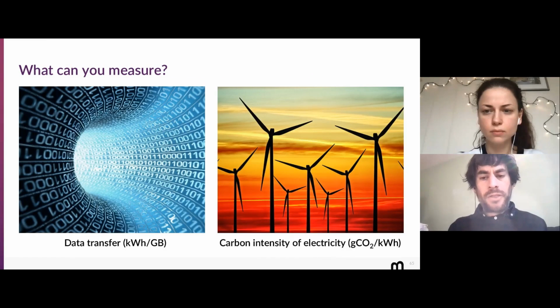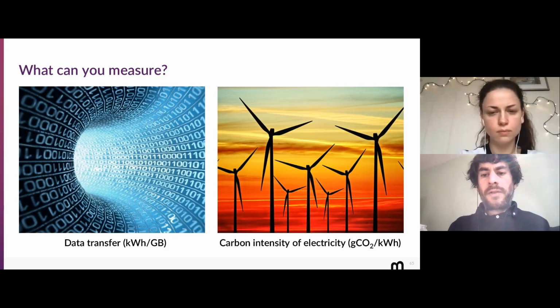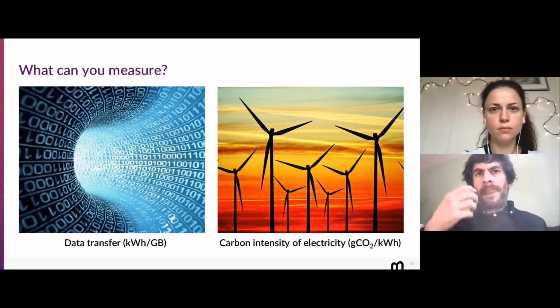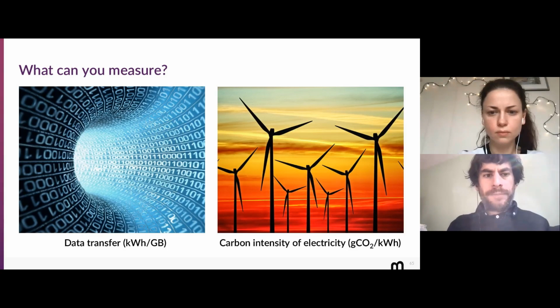that we can measure. One of which is data transfer, which typically is measured in terms of kilowatts per gigabyte that we're having to transfer, and also the amount of carbon intensity of the electricity needed for that data transfer. And that will be typically measured in grams of CO2 per kilowatt hour. So between those two measures, we can get a sense of how what we've created translates into carbon dioxide.